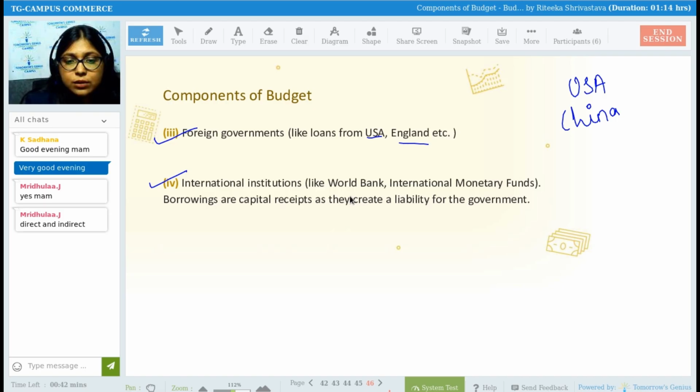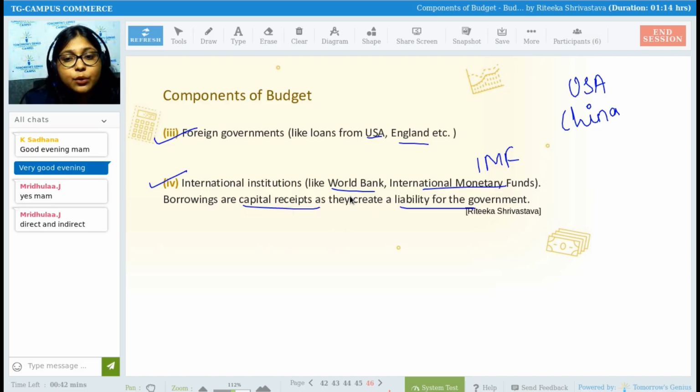International institutions. India can also take loan from international financial institutions. See, national institutions are different. National financial institutions are those financial institutions which are there within your country. But what are international institutions? Those institutions which are situated outside your country. So what are those? It could be like World Bank, it could be IMF, that is International Monetary Fund.